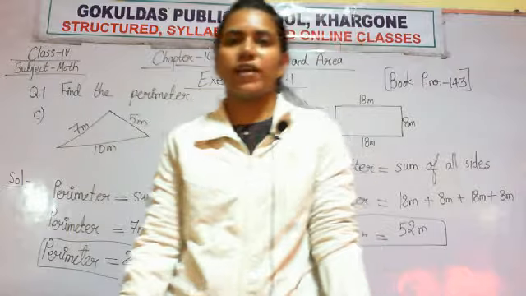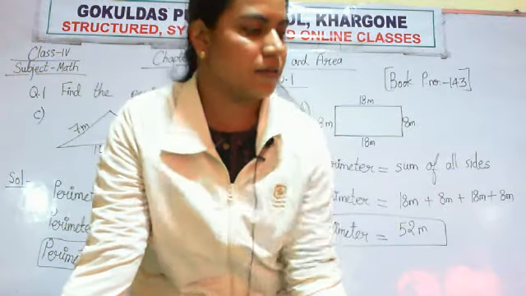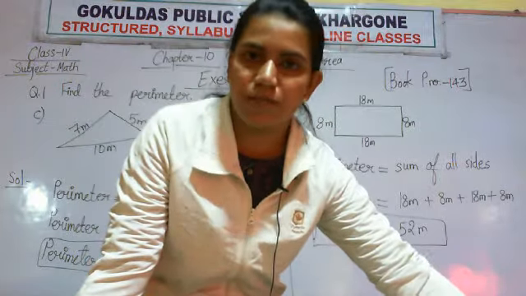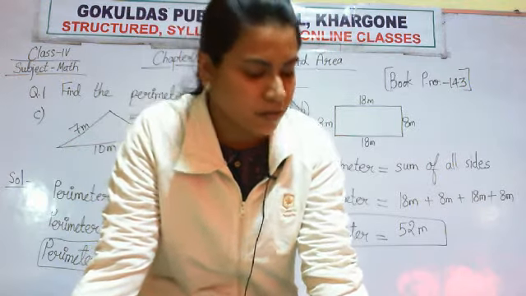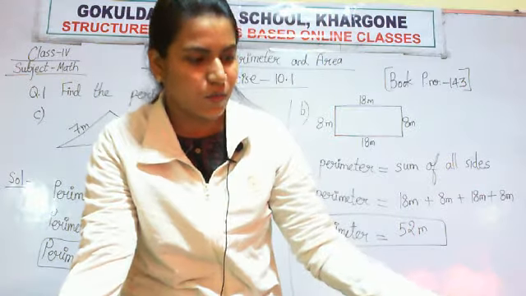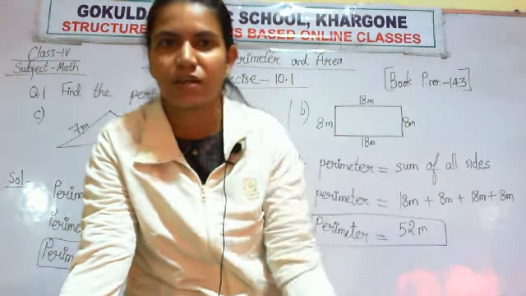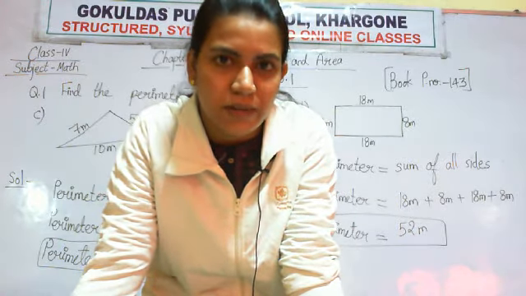So dear students, what we have discussed in today's class: we have started a new chapter, chapter 10, perimeter and area, in which we discussed what is perimeter and we have solved some questions related to perimeter. The remaining questions D, E, F of question number 1 are for your practice purpose. Solve them and check your answer from the back side of your book.